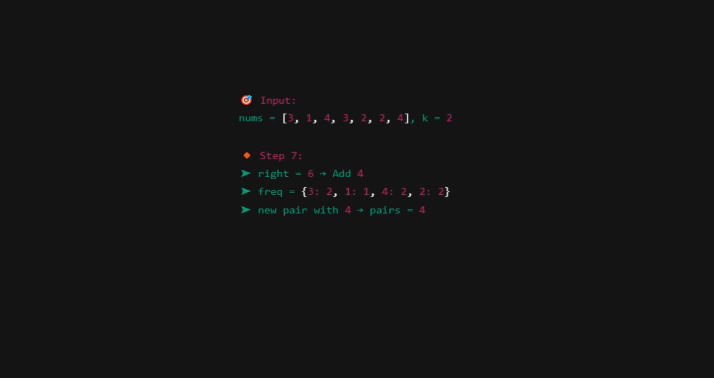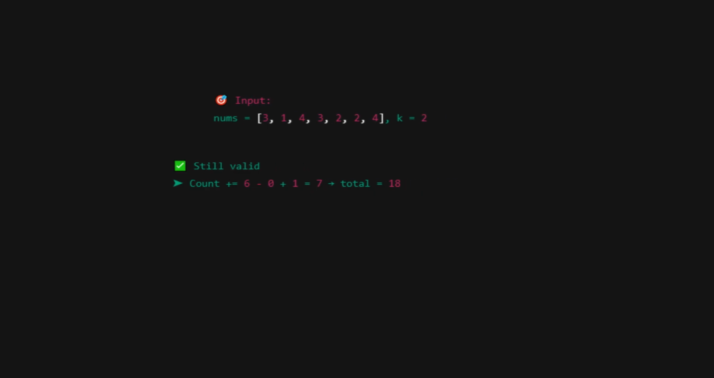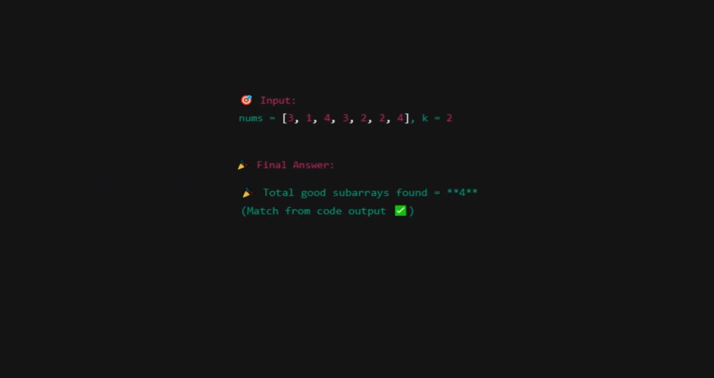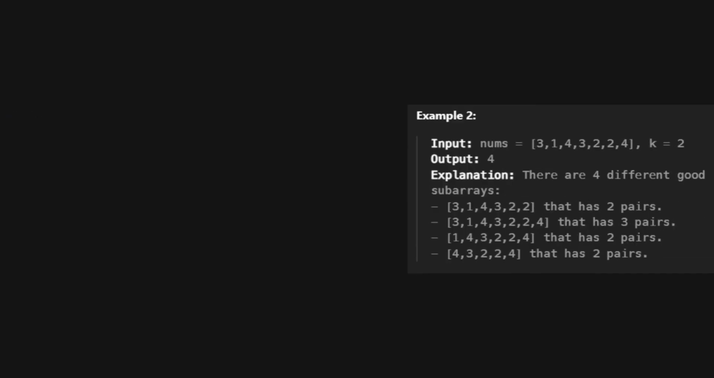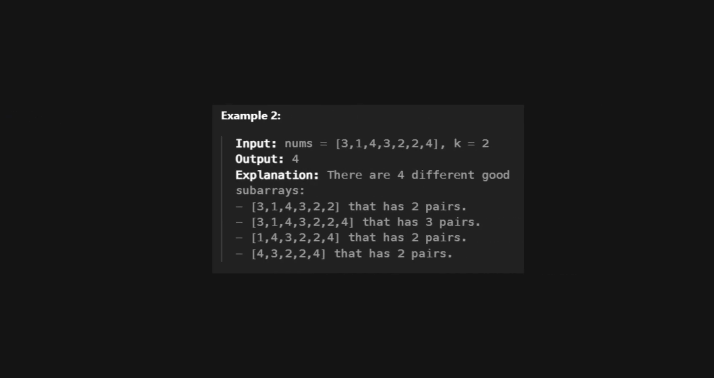Finally, the right pointer moves to the last element, 4. The map updates to 3 maps to 2, 1 maps to 1, 4 maps to 2, 2 maps to 2. We now have 4 pairs, and again, we move the left pointer as needed. Each time the condition is satisfied, we count the valid subarrays. By the end, the algorithm successfully calculates the number of good subarrays, and the result is 4 good subarrays.